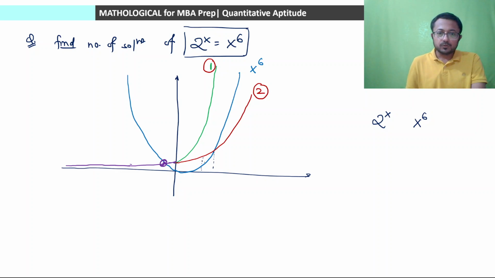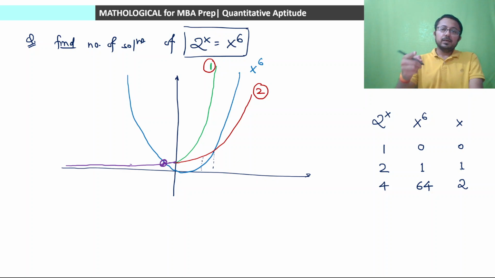So if we take x equal to 0, we know for x equal to 0, 2 to the power 0 is 1, while 0 to the power 6 is 0 only. At x equal to 1, 1 to the power 6 is 1 only, and 2 to the power 1 is 2. So clearly 2 to the power x is above that of x to the power 6. At x equal to 2, 2 to the power 6 is 64, and 2 square is equal to 4. So in the first case, यानी कि for x equal to 1, 2 to the power x का ग्राफ x to the power 6 के above है, because 2 is greater than 1. But in the second case, 4 is less than 64.